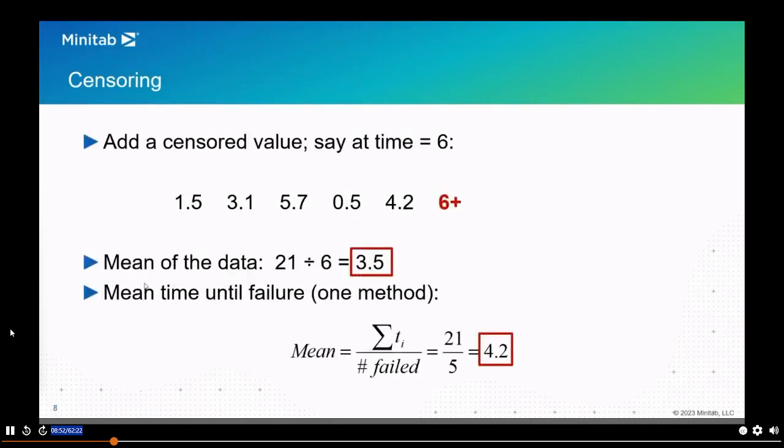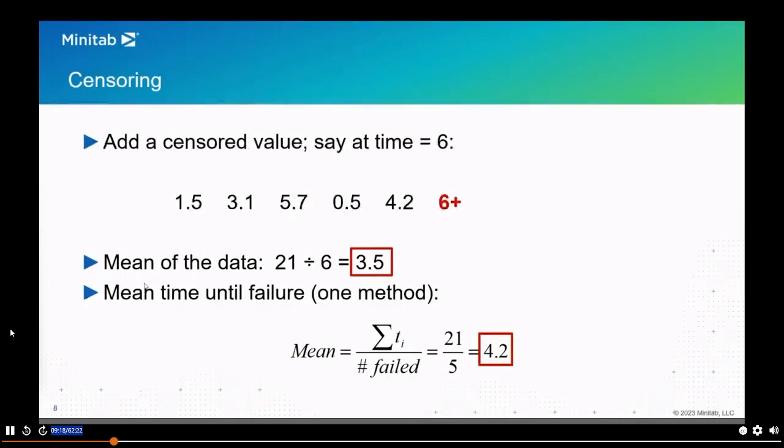Now, if we have censoring, how does that affect our mean? Well, let's say we have an observation that didn't fail at 6 hours. So we'll add that observation. We'll say it's the 6+ observation, right? So we know it lasted 6 hours. We stopped our study. And if we kept the study going, it failed somewhere beyond 6 hours.